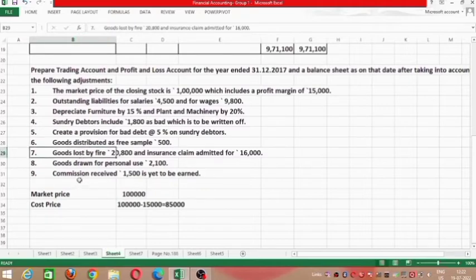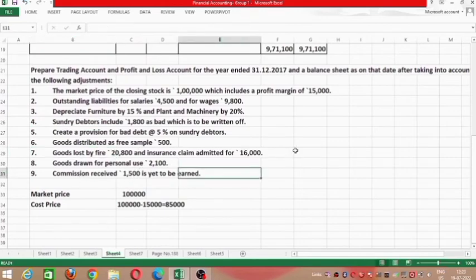Next one, goods lost by fire 20,800 and insurance claim admitted for 16,000. Goods lost by fire is an abnormal loss which may happen accidentally or due to negligence. This amount is added to closing stock in the trading account. The difference amount between goods lost by fire and the insurance claim is to be debited to the P&L account. The difference amount we need to calculate, 20,800 minus 16,000.